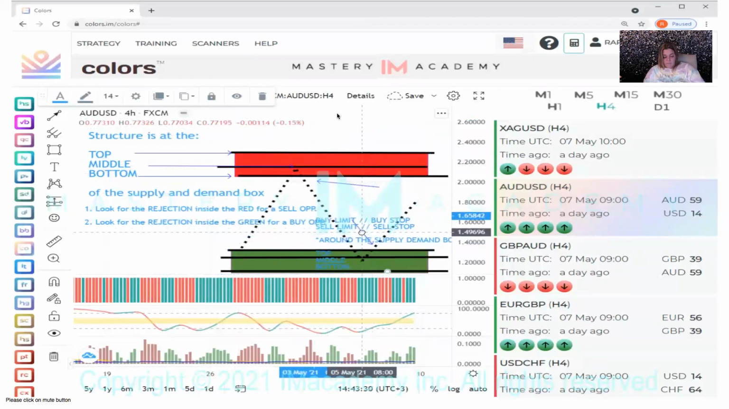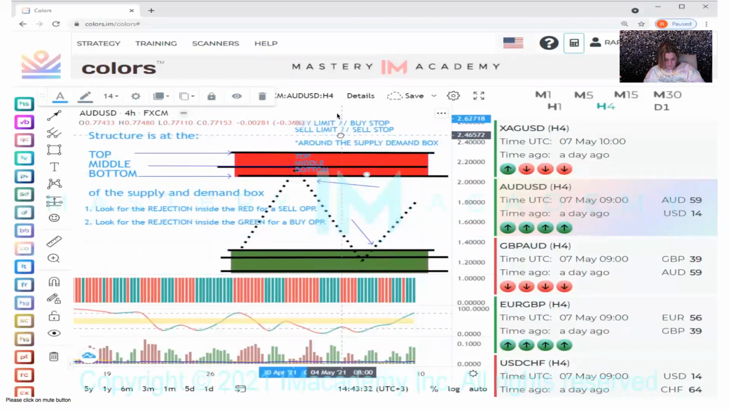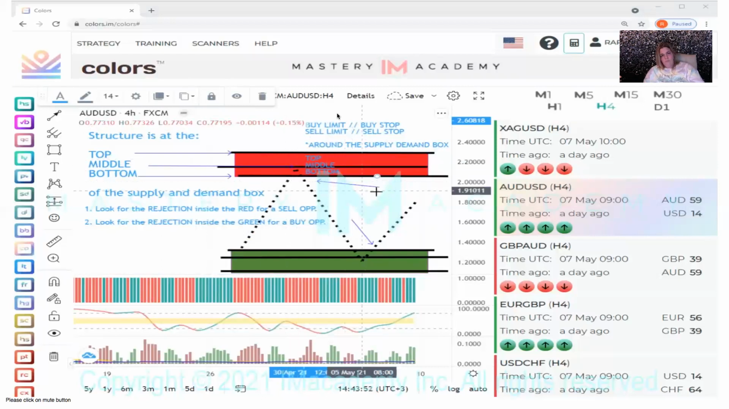All you're going to do is place it around the supply demand box. Are y'all getting that? You're looking for structure to place your limit orders. Do you understand? Now, if you don't know how to do limit orders, that's not what this course is about. This course is to show you where to set them, because so many people ask, where do I set them? Well, you should set them around structure.